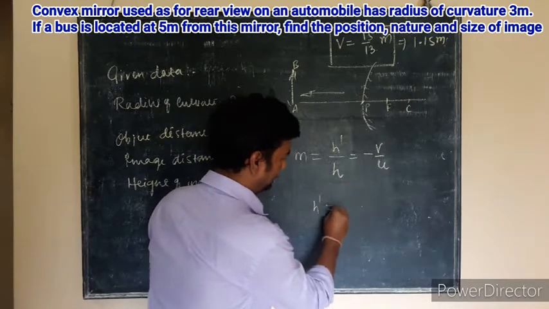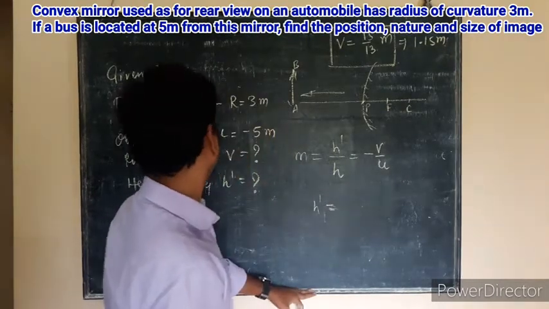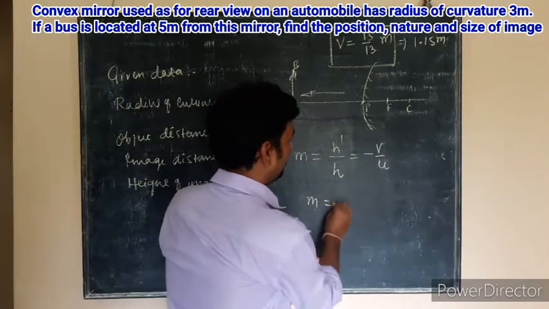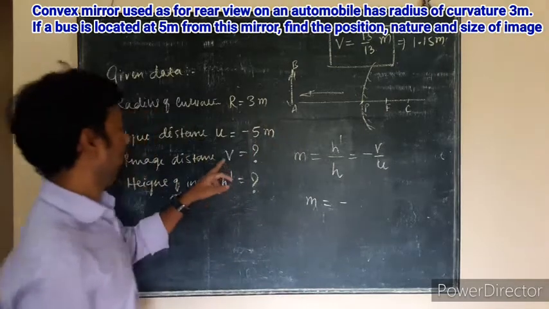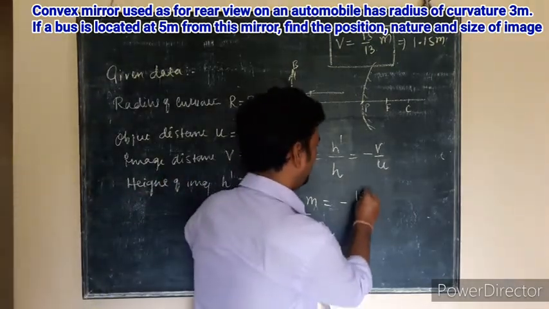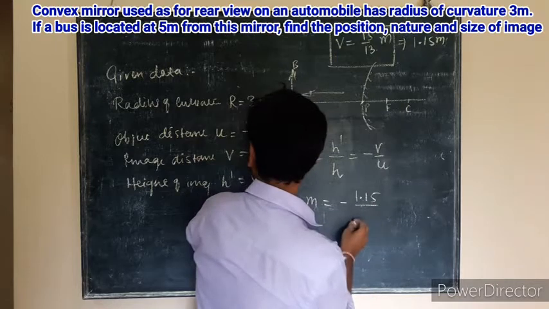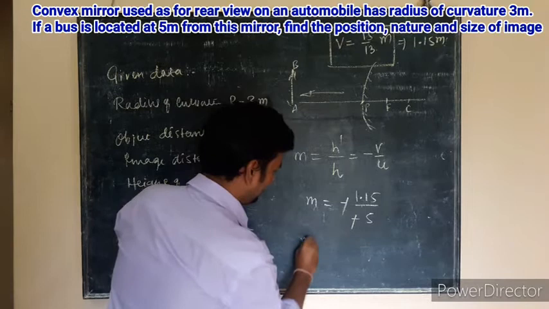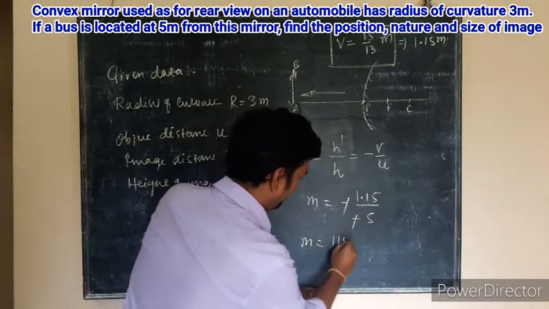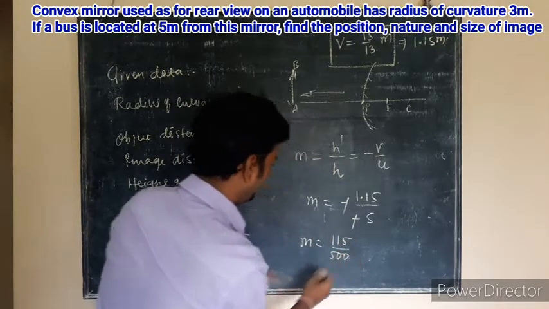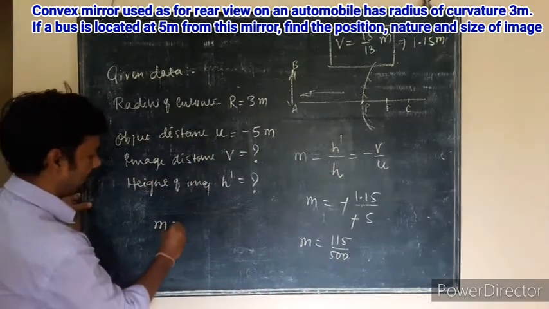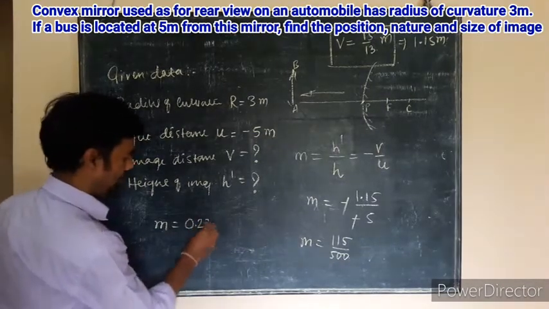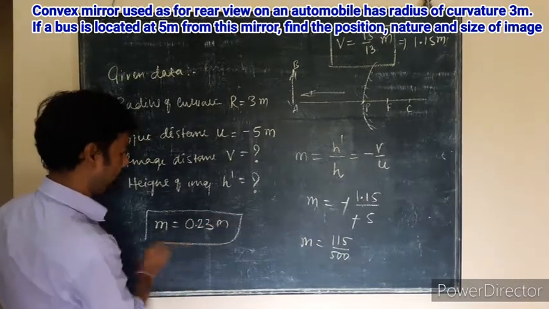So M is equal to minus V, the V value you got as 1.15, divided by the U value, which is minus 5. So these two minus signs get cancelled. So M is equal to 115 divided by 500. So you will get the magnification as M is equal to 0.23, and this is positive.